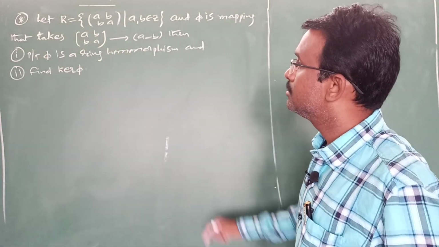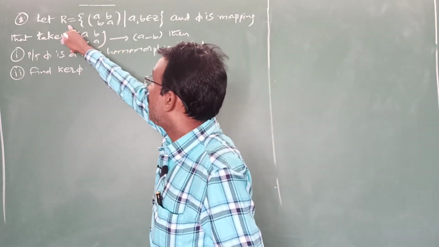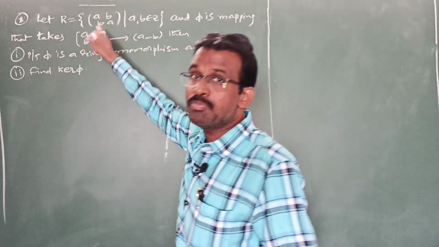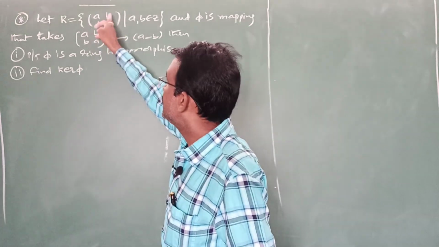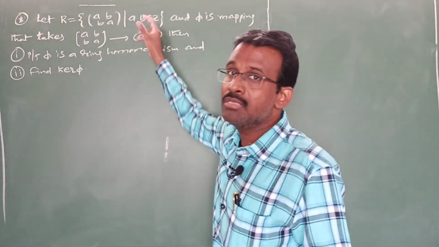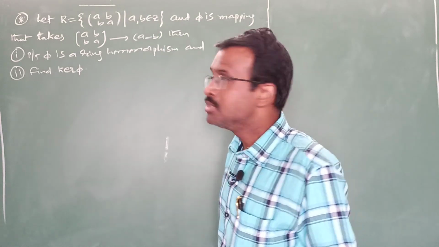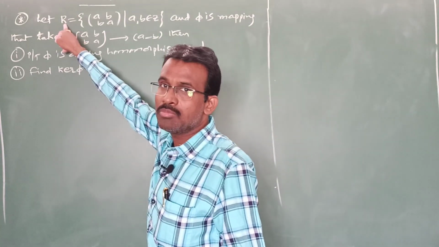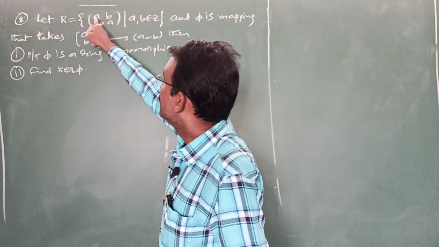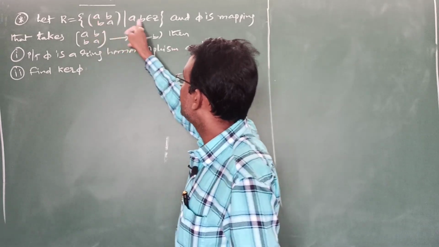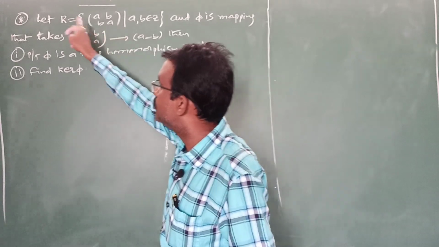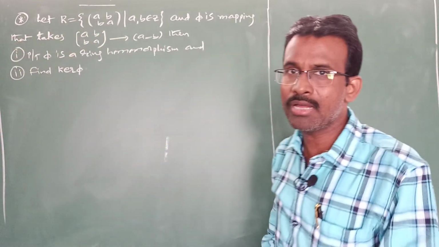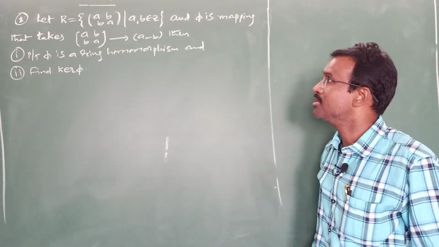Clearly the question is properly stated. R is 2 by 2 matrices, but we are proceeding with a special type of matrix. What is that matrix? Integer, integer, integer, integer. Those types of 2 by 2 matrices we are going to take as set R, right? It is A, B, B, A such that A, B belong to Z. These types of 2 by 2 matrices only we are going to take in R. We are not taking all 2 by 2 matrices, right?